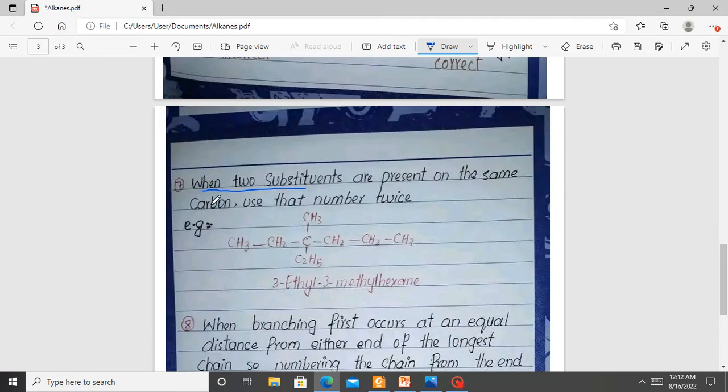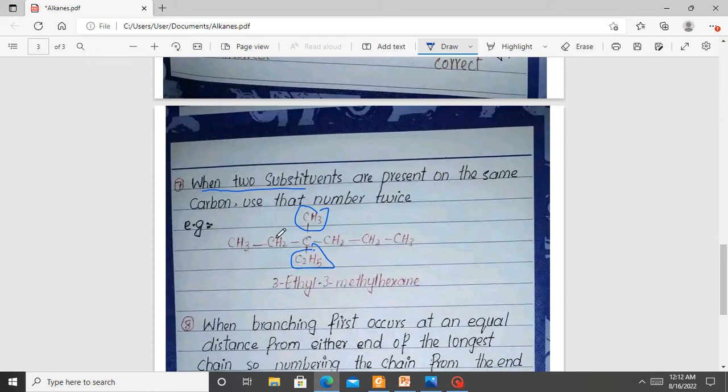This one says when two substituents are present on the same carbon, we use that number twice. So we have the two substituents on the same carbon, we use that number twice. So it's very simple. We have a methyl group here and an ethyl group here. So this is the ethyl group here. This is the methyl group. They are all on carbon 3.